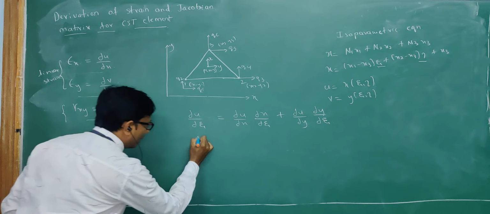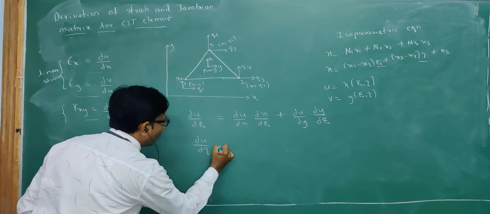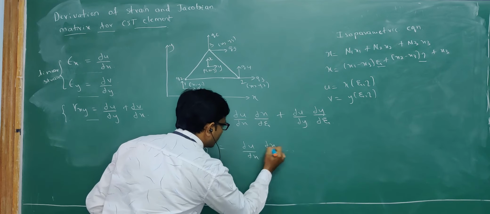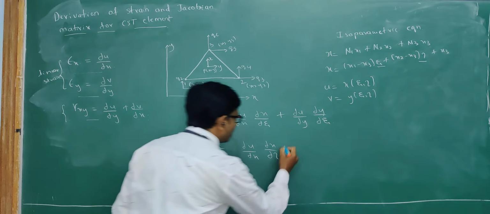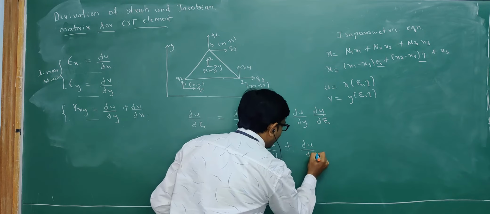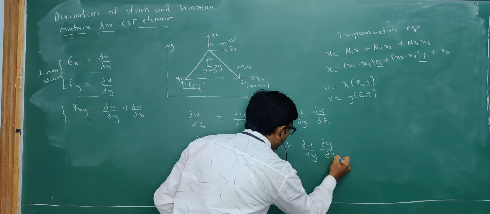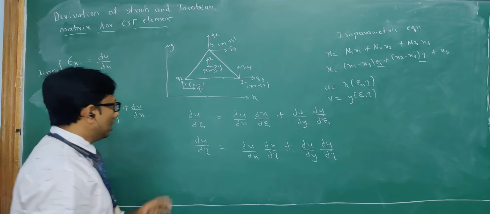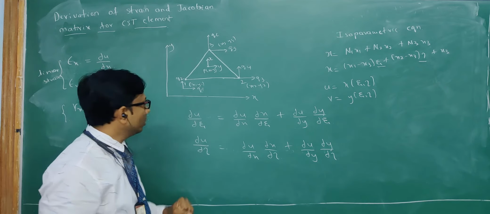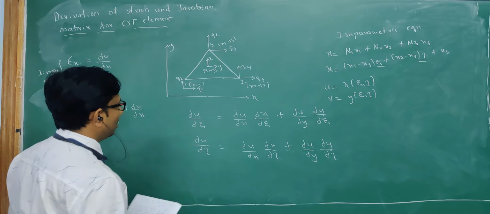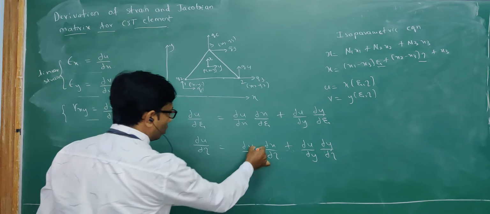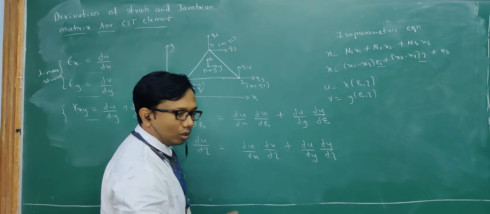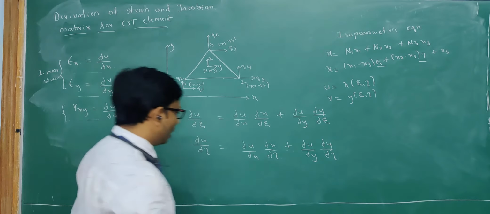Similarly, if I take dou u by dou neta, what I'll write is dou u by dou x into dou x by dou neta plus dou u by dou y into dou y by dou neta. So this is the splitting which we will be doing here. Through this we will be trying to find out the values. If you see here, you have dou u by dou x here, here also you have dou u by dou x, and dou u by dou y is there. So we will be trying to compile them. I'll just show you how to compile.